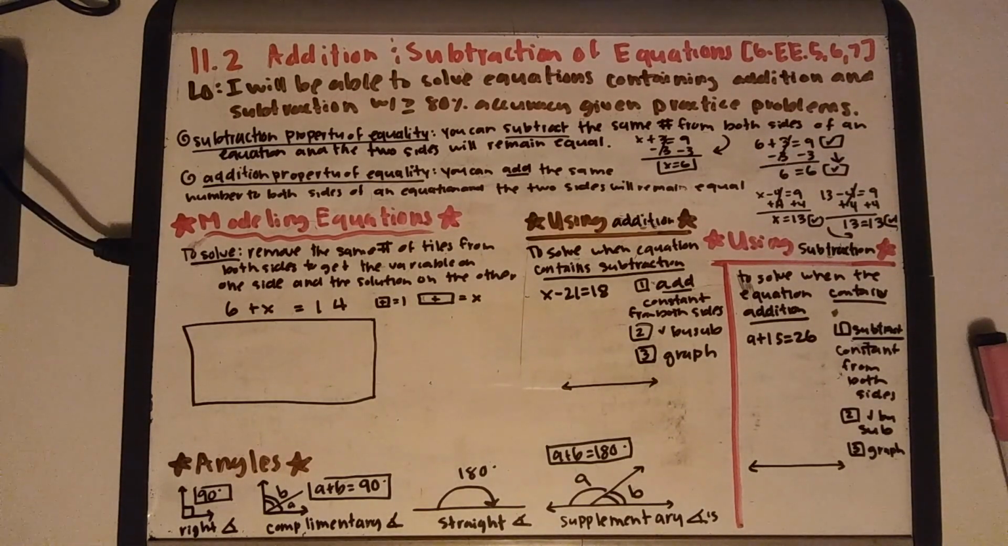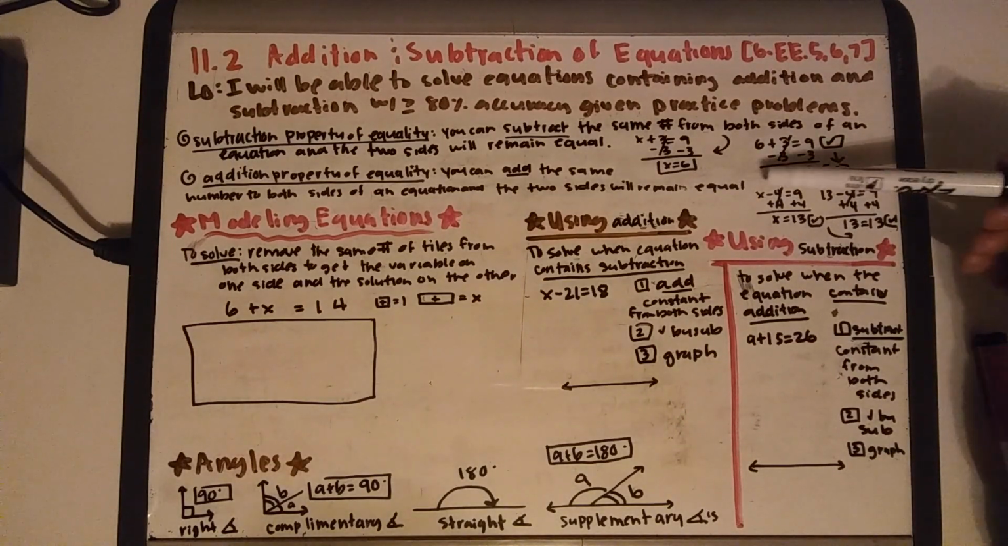Same thing with addition property of equality, except that this is going to be done by addition, so adding instead of subtracting. If I add the same number to both sides, I end up with the same thing, so the statement is still true. I'm not changing anything, I'm just moving things to the other side by doing the inverse operation and doing the same thing to both sides of the equation.